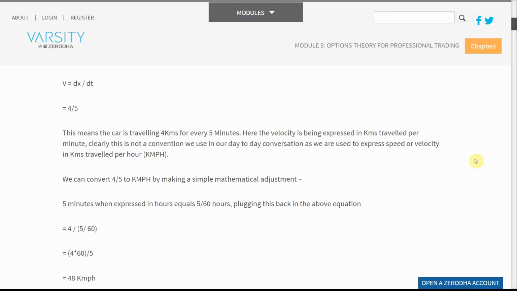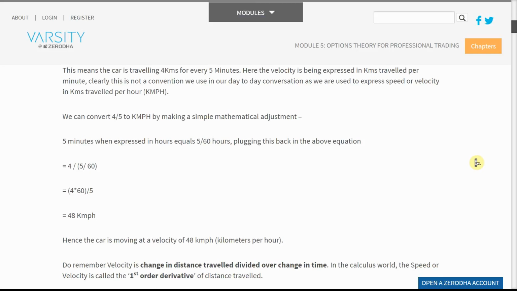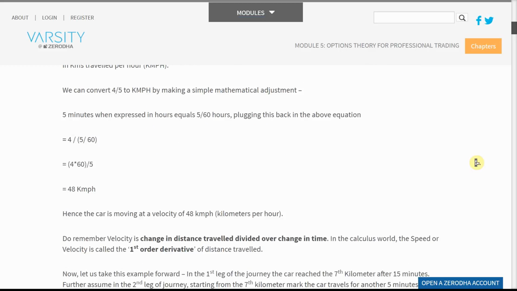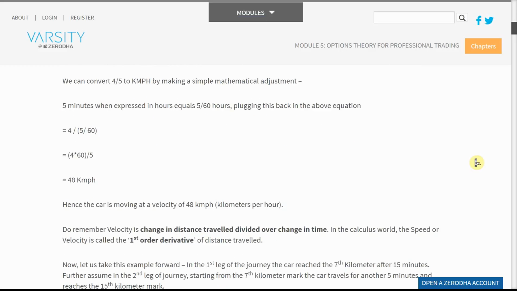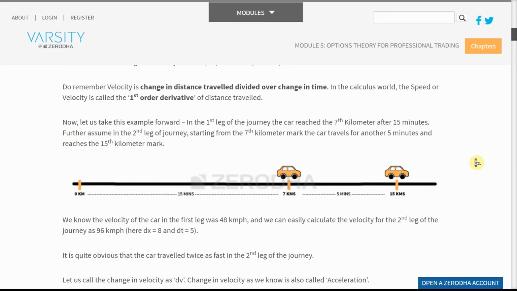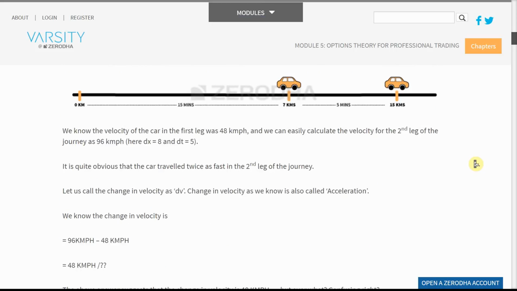Now, let us take this example forward. In the first leg of the journey the car reached the 7th kilometer after 15 minutes. Further assume in the second leg of the journey, starting from the 7th kilometer mark, the car travels for another 5 minutes and reaches the 15th kilometer mark. We know the velocity of the car in the first leg was 48 kmph. And we can easily calculate the velocity for the second leg of the journey as 96 kmph. Here dx equals 8 and dt equals 5. It is quite obvious that the car traveled twice as fast in the second leg of the journey.